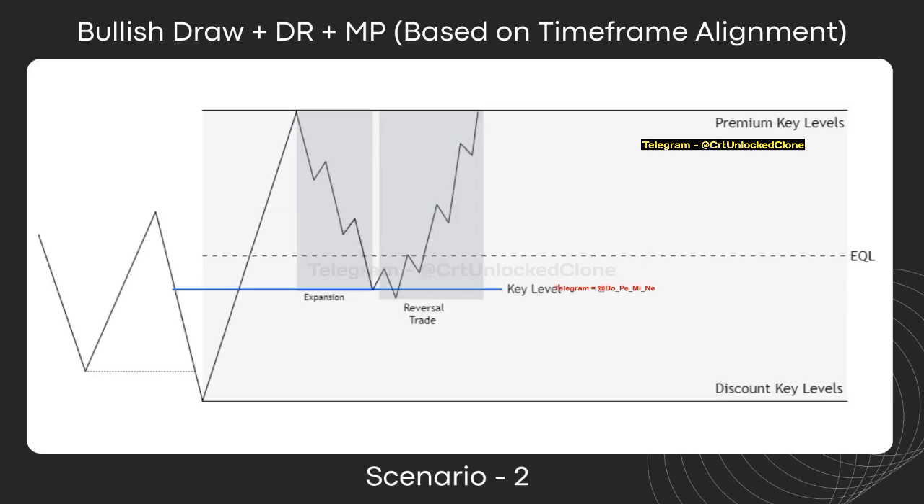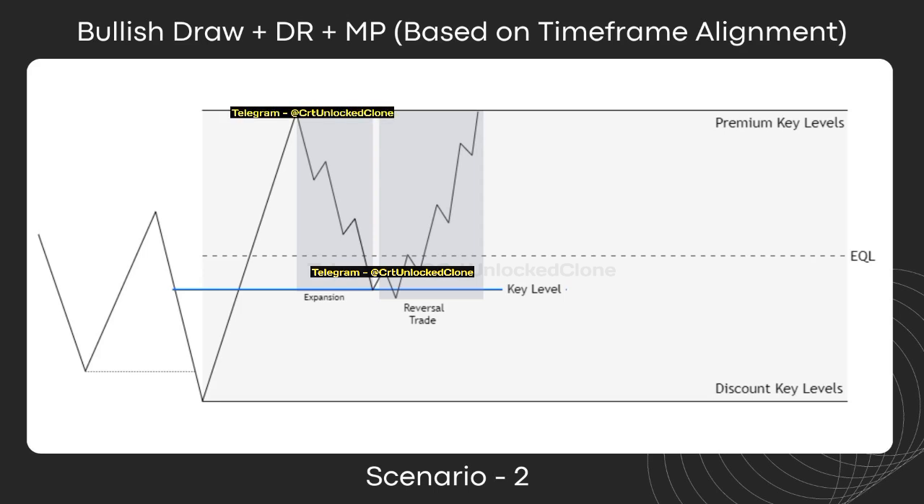So here we've got the second scenario, in case of a bullish draw and bullish order flow. What's going to happen when they are combined with dealing ranges and lower time frame market profiles? Right here you can see that on the lower time frame we straight away expanded lower to the discount region and tested a discount key level. Now this key level, as I said before, could be in the form of an order block, a breaker block, an FVG, whatever. That doesn't make that big of a difference. What you need to remember is that it's a discount key level.